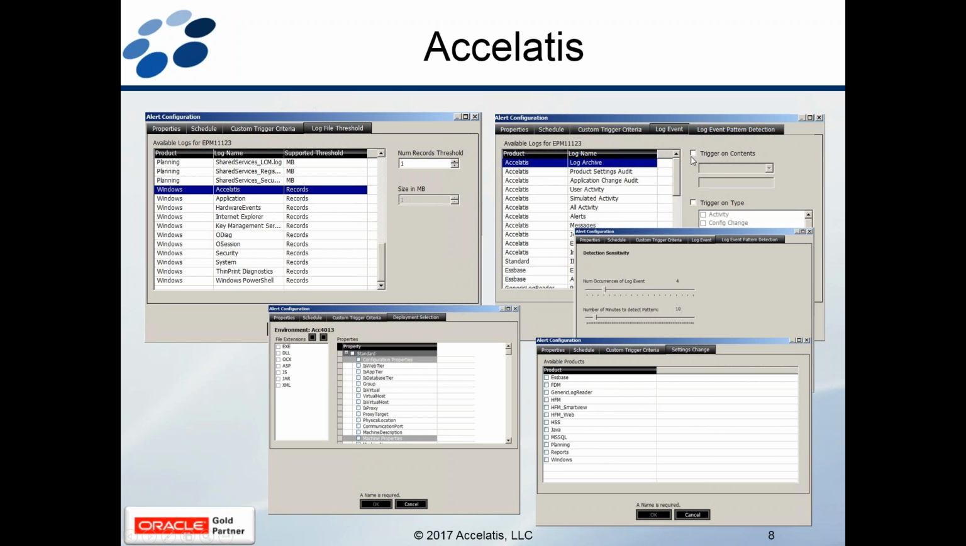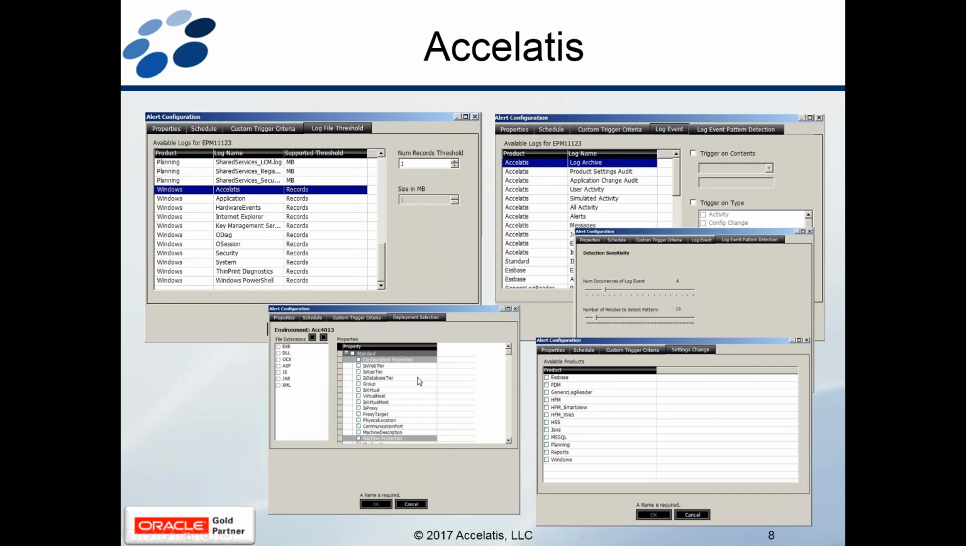So the log event is real easy, just trigger on the contents if it contains a certain word or whatever string. You can trigger if it's an activity or if it's an error or something like that. And then if you do the log event pattern, then like I said, it's how many times this happened in X number of minutes. So you'll have both of those for that one.